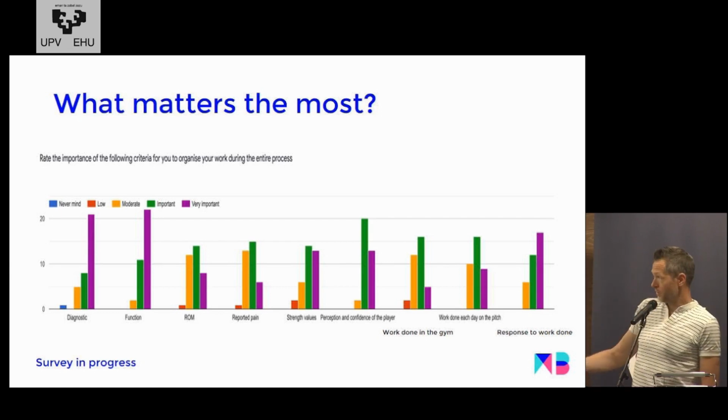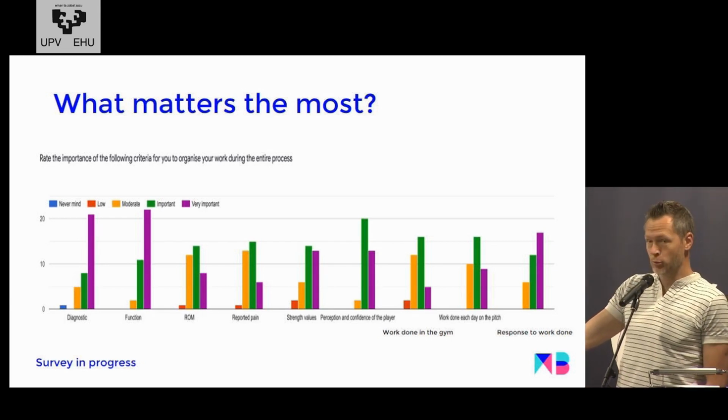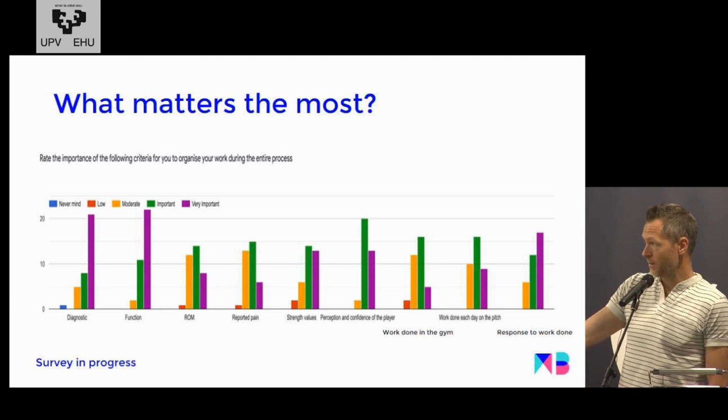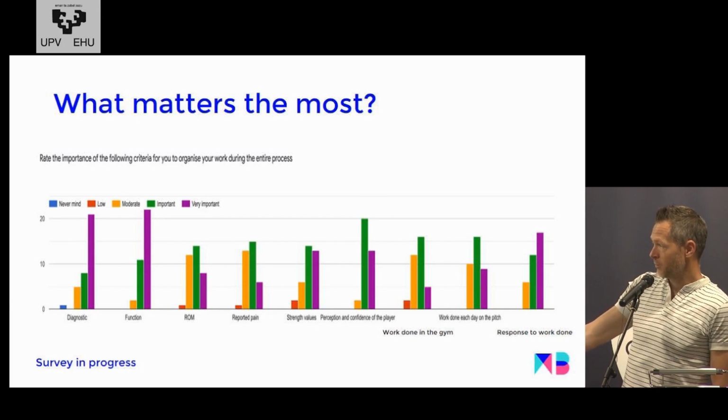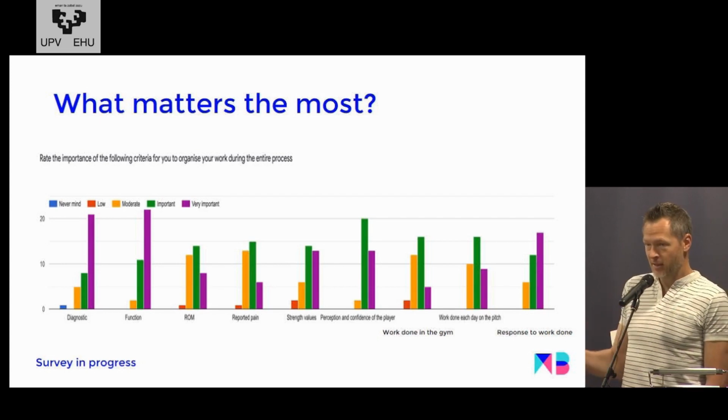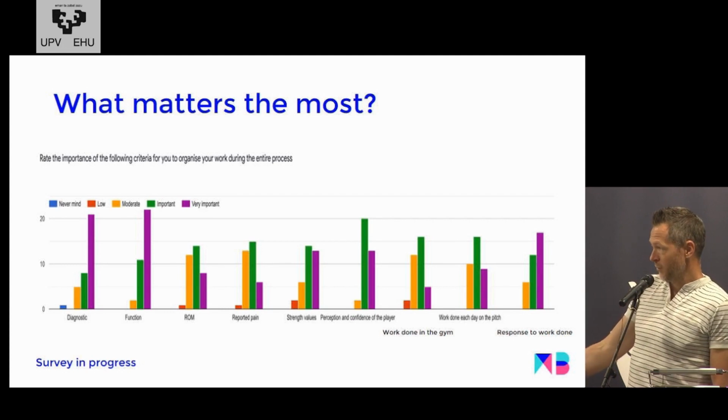And then quickly you have function on the second level. That's really understanding how the player is able to move as he comes back from his injury. And then we have response to work done. Interestingly, there are things that those practitioners were not rating as high, for example range of motion. That doesn't seem to be as important as looking at how the player responds.